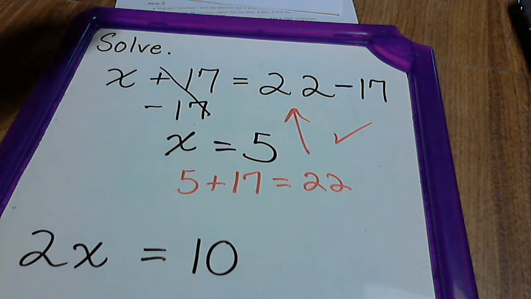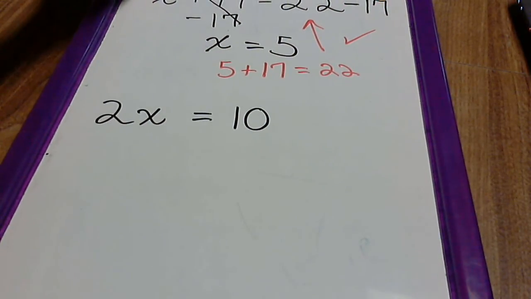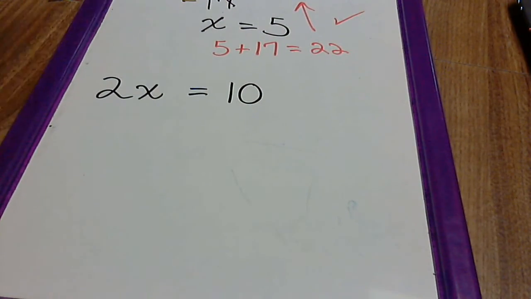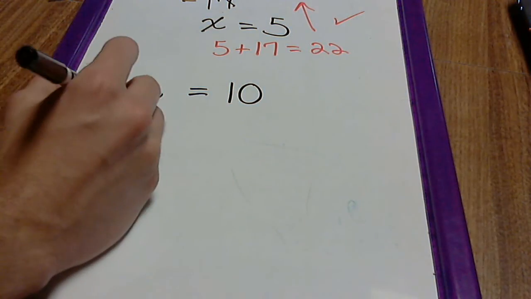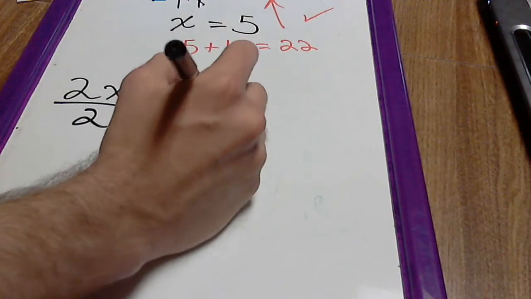Now let's look at one involving multiplication. Okay, here we have 2 times some number equals 10. Well, what the equation is telling us to do is figure out what that number is so that they are equal. So 2 times something equals 10. As I said earlier, we use inverse operations, and the opposite of multiplication, which is what we have here, is division. So in order to solve this, we're going to divide both sides by 2.